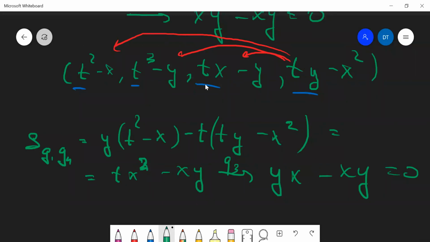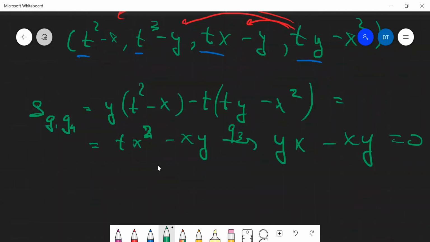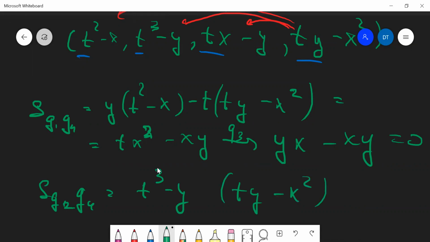Then we can compute the S polynomial of the second one and the fourth one. It will be t cubed minus y, and here ty minus x squared. So yeah, as you can see, everyone can make a mistake.